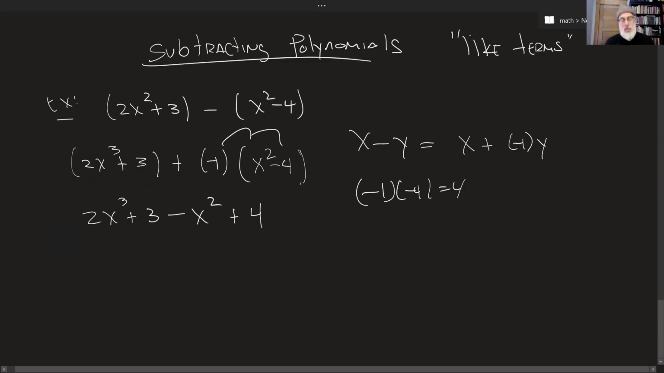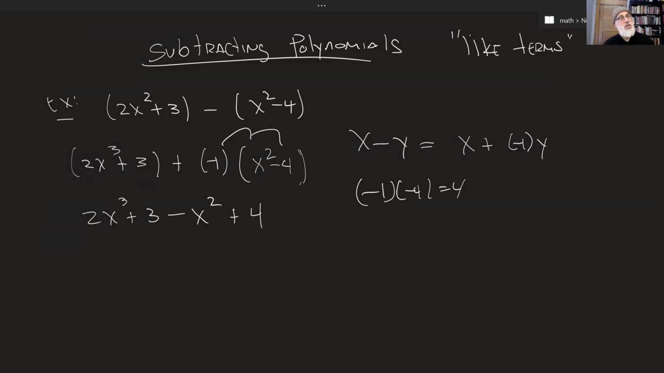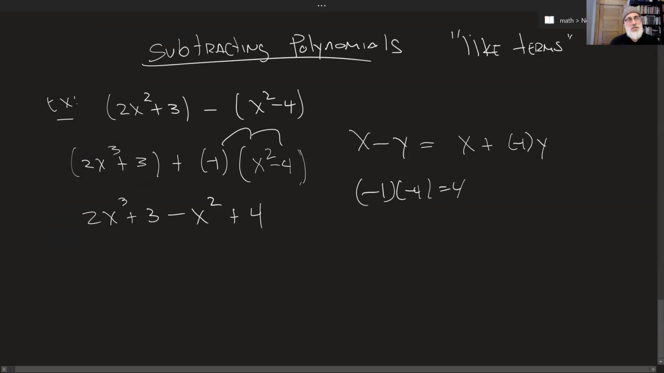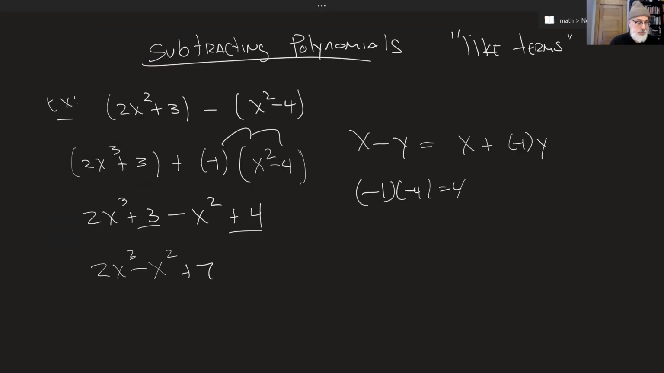So when we subtract polynomials, we have to be careful. The biggest mistake I see with students is that they subtract x squared, and then in this case, they would subtract 4, forgetting that they have to distribute the negative. Now let's look at like terms. There's only one cubed term. There's only one squared term, but then we have 3 plus 4 is 7. And that's it.